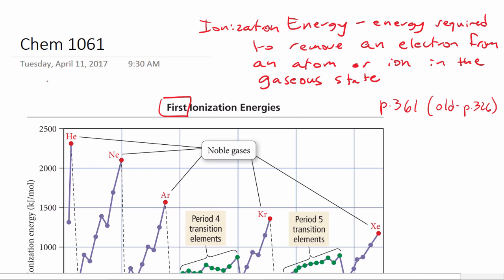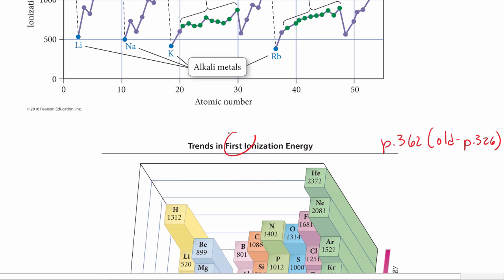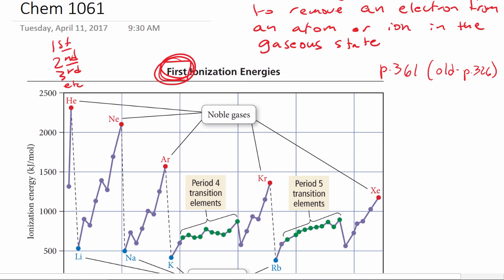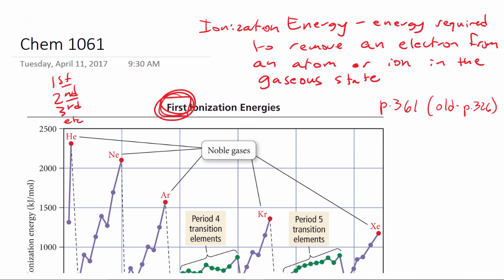And we have what are called first ionization energies, second ionization energies, third ionization energies, and so on. This particular table shows the first ionization energies. The first ionization energy is the amount of energy to remove the first electron. The second ionization energy is the energy required to remove the second electron. The third ionization energy would be the energy to remove the third electron, and so on.